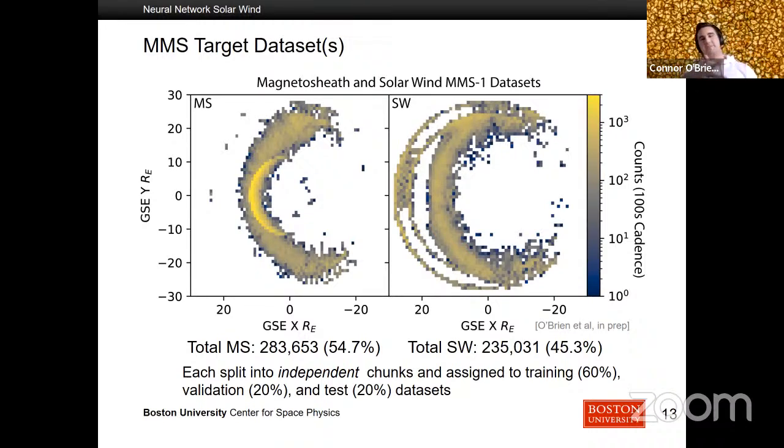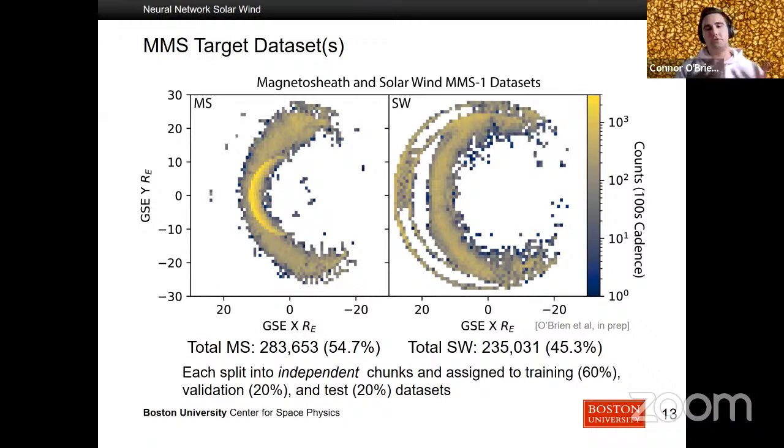Well, rather these two data sets, right? We could tell the difference between the magnetosheath and the solar wind, so we split that up into these two data sets shown here. These are the positions of the data sets flattened into the ecliptic, or the GSE XY plane. And it's great, a good amount of data, right? 200 and something odd thousand points in each data set, roughly 50-50 distributed between the two. So that's excellent. We're not preferentially training one model or the other.